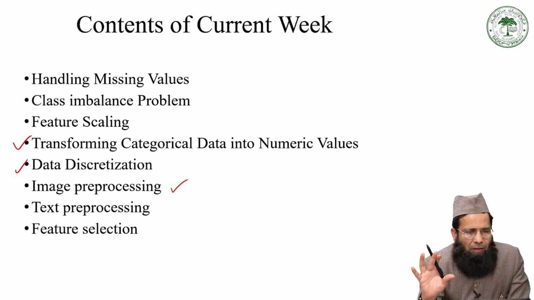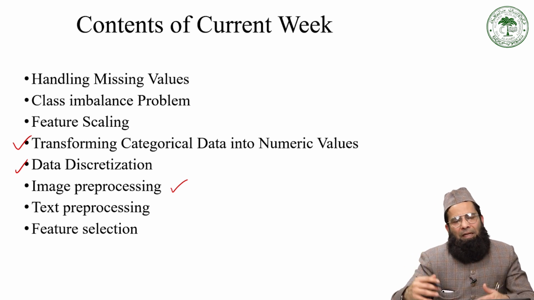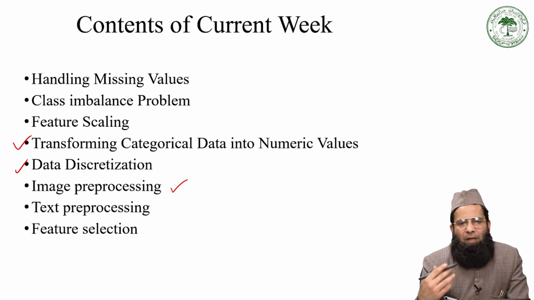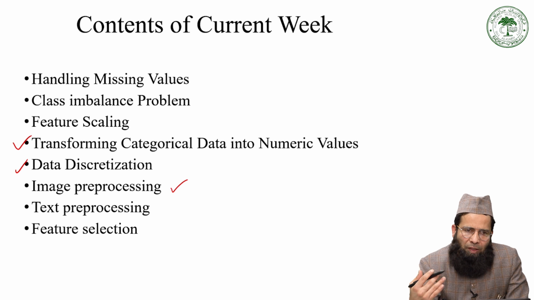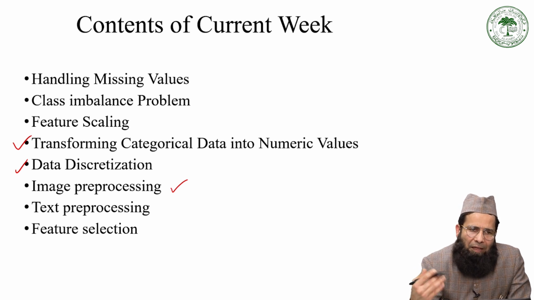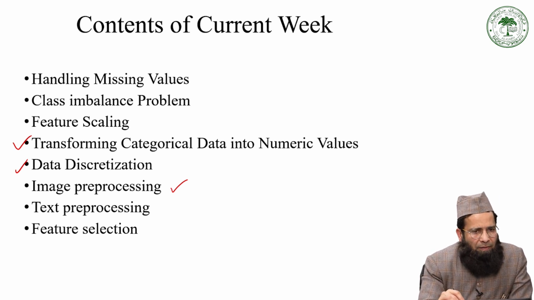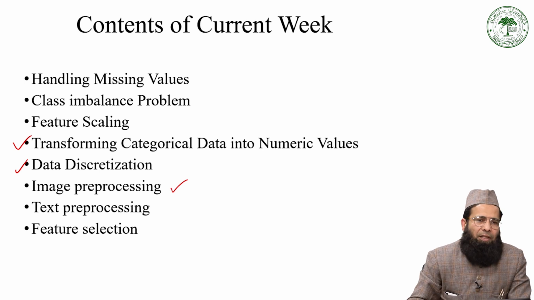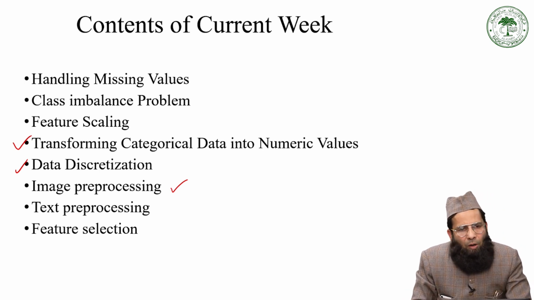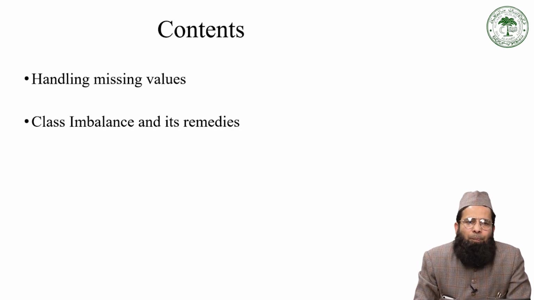We can solve the class imbalance problem in image processing by rotating the images, which creates several records. Then we'll discuss text pre-processing as well, and finally feature selection. All these we'll discuss in the current week, and all of these are related to dataset pre-processing.